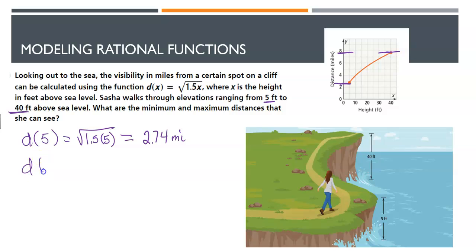And then when she went up to 40 feet above the sea, you would do the square root of 1.5 times 40. Once again, you want to make sure you do that multiplication first, and then take the square root of it. And then she'll be able to see 7.75 miles. That's a nice little distance there.